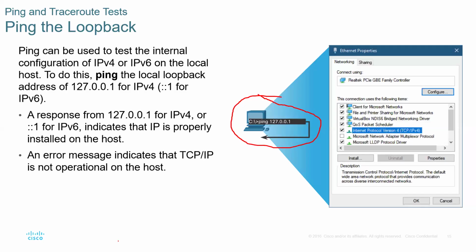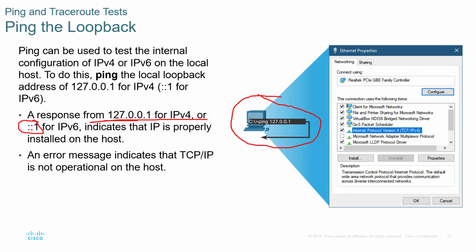Like I said, a response from this, which is the loopback interface for IP version 4, or this, which is the loopback interface for IP version 6, if you run a ping, it indicates that the IP is properly installed.